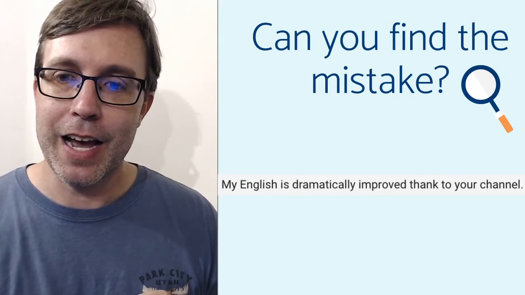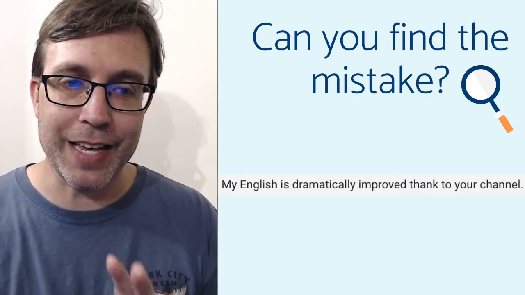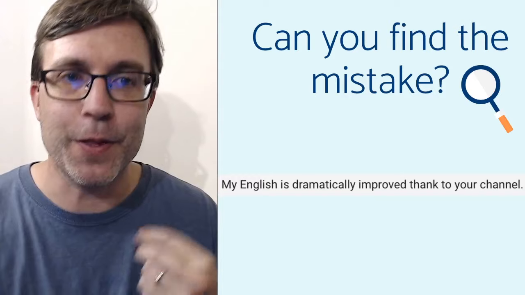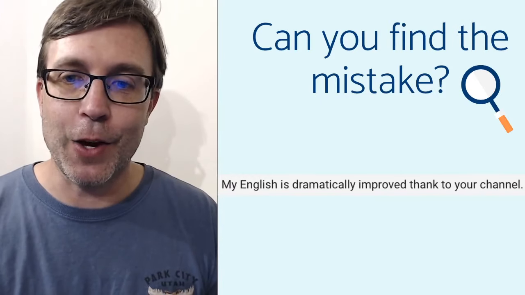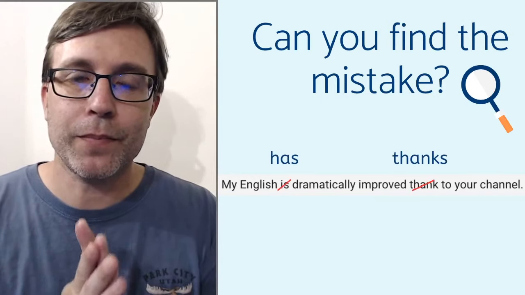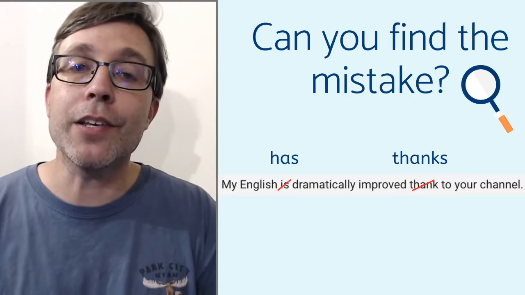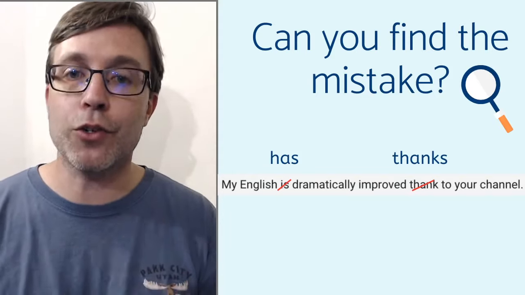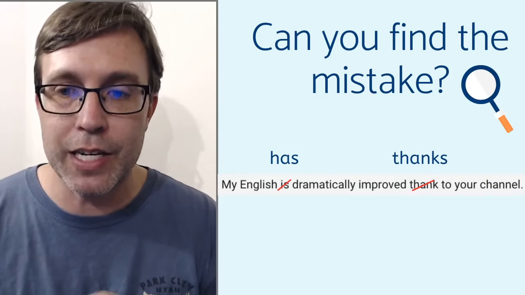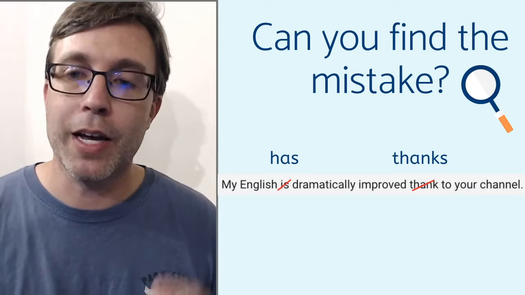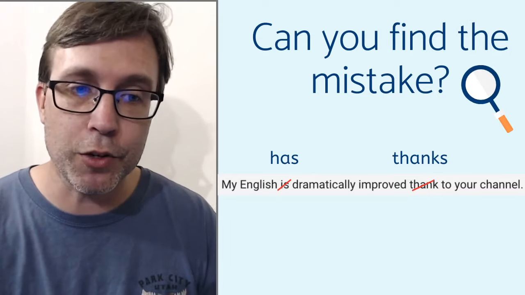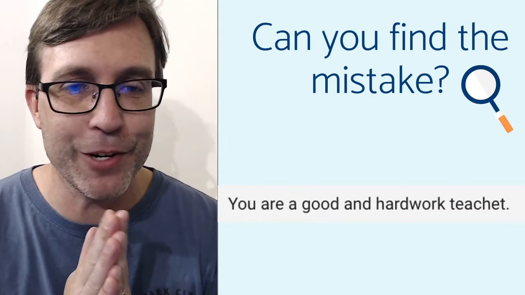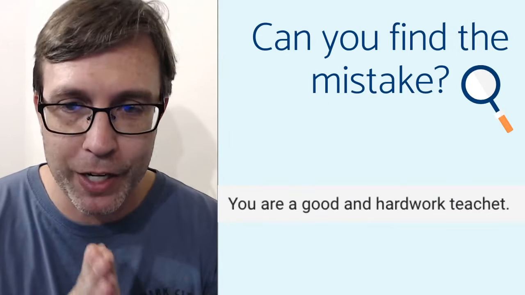All right. I hope that you said that there's one with a verb tense and then one where there's just a letter missing. So the 2 mistakes, you would say my English has dramatically improved. Something has improved thanks to your channel. So you just need to add thanks to. Exactly. Excellent. So those were the 2 mistakes. What about this one? Somebody says, and I really appreciate this comment, you are a good and hard work teacher.